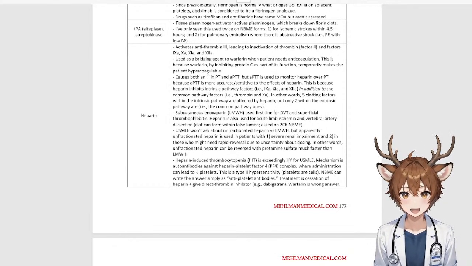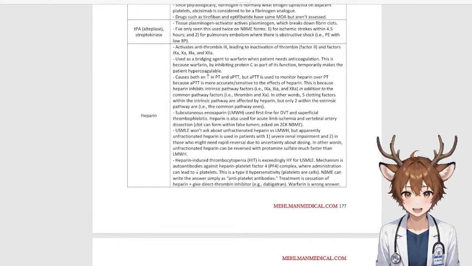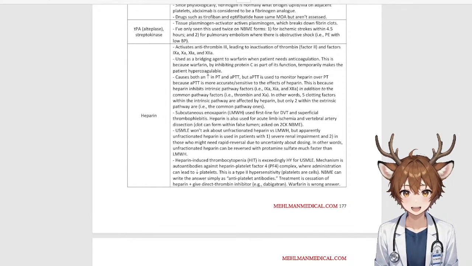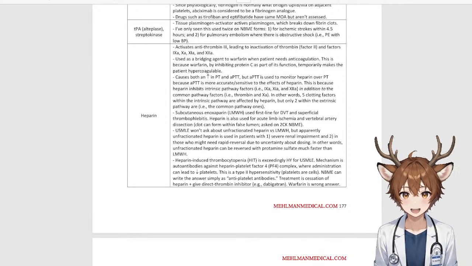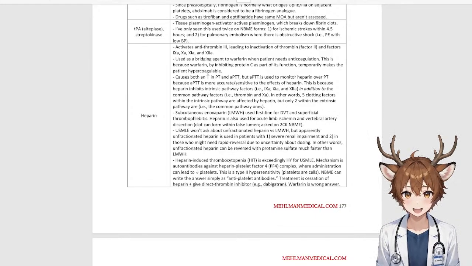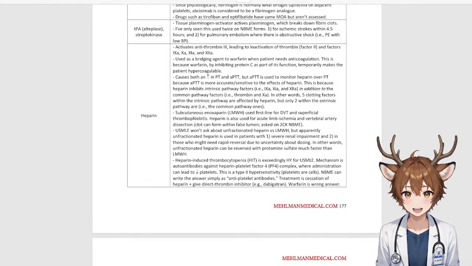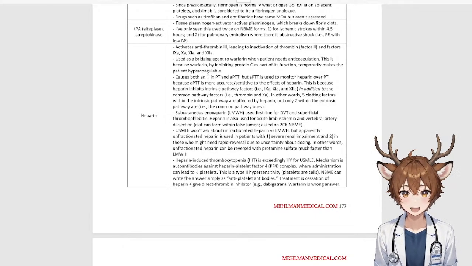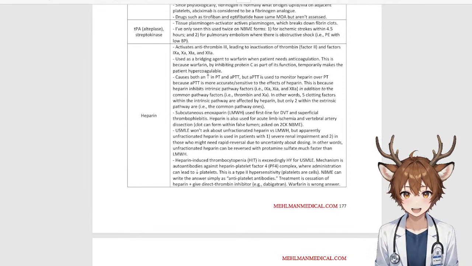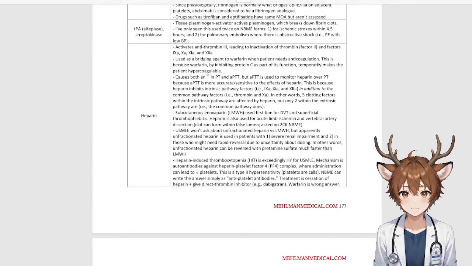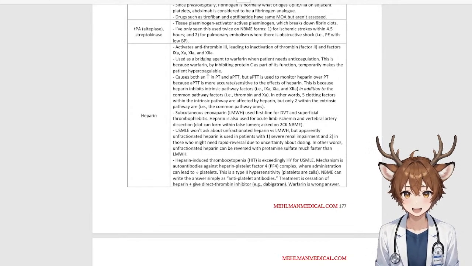Heparin-induced thrombocytopenia, HIT, is exceedingly high yield for USMLE. Mechanism is autoantibodies against the heparin-platelet factor 4, PF4, complex, where the administration can lead to a decrease in platelets. This is a type 2 hypersensitivity reaction. Platelets are cells. NBMEs can write the answer simply as antiplatelet antibodies. Treatment is cessation of heparin plus giving a direct thrombin inhibitor, for example, dabigatran. Warfarin is the wrong answer, so don't go for warfarin.